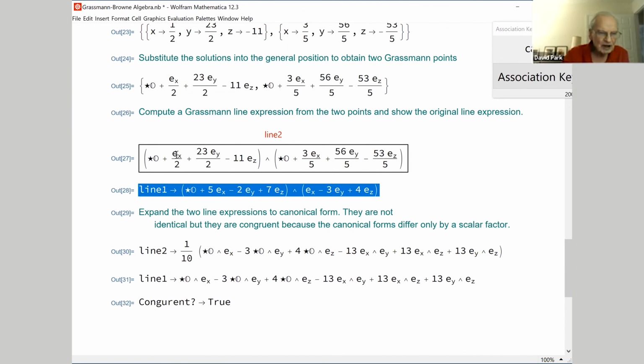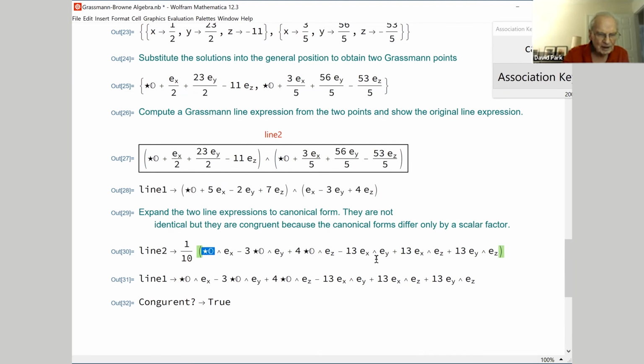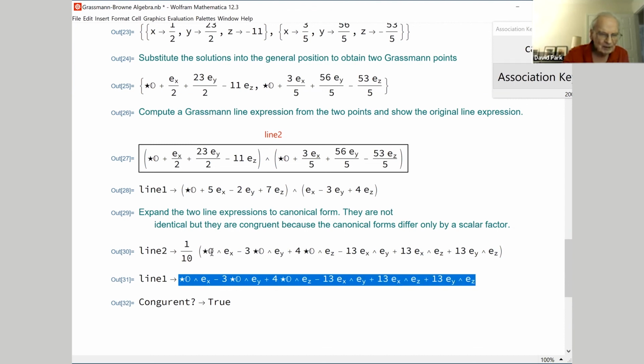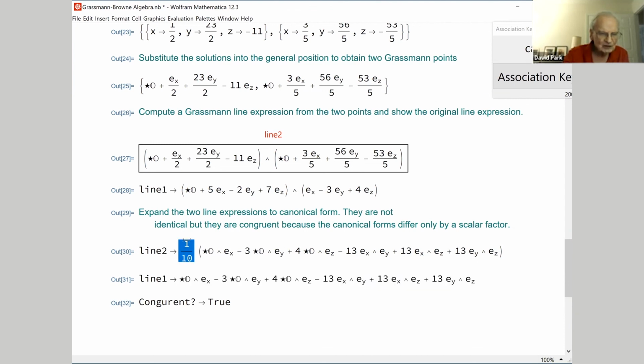So now I take these 2 lines, line 2 and line 1, and expand into a canonical expression, and they have the same part here. This is all the same, except that line 2 has a constant in front of it, and so they're congruent. There's a routine to test if they're congruent, and they're congruent. So that's it.